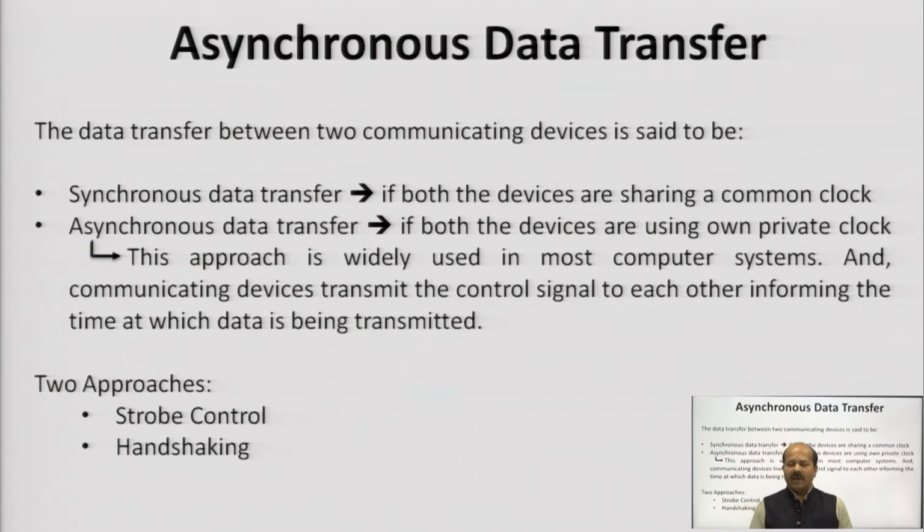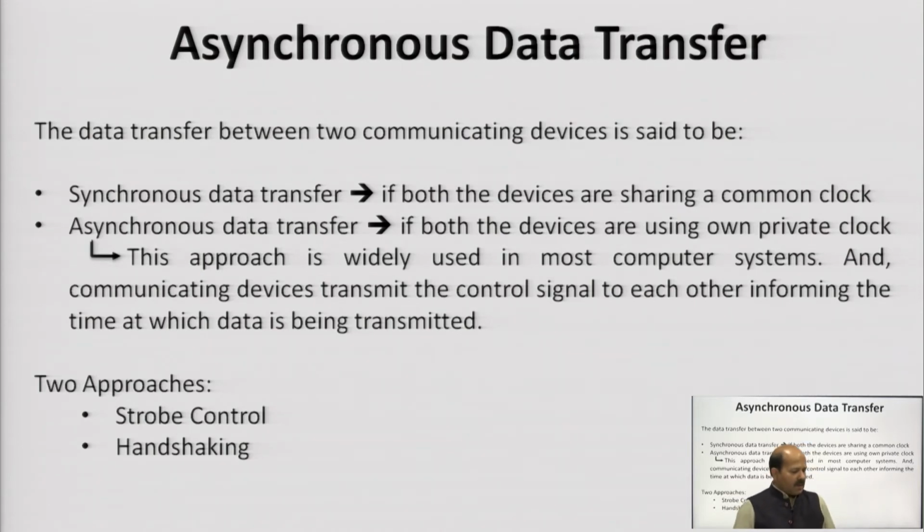In case of synchronous data transfer, both the devices are using a common clock, means two devices which are communicating to each other or transferring the data from one device to another device can be synchronized using a common clock. So, that type of data transfer we call synchronous data transfer. And the second type of data transfer is where devices are using their own or private clocks. So, how can devices which are using their own clock be synchronized?